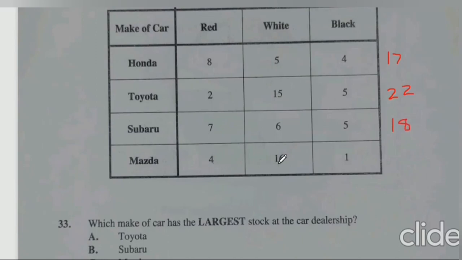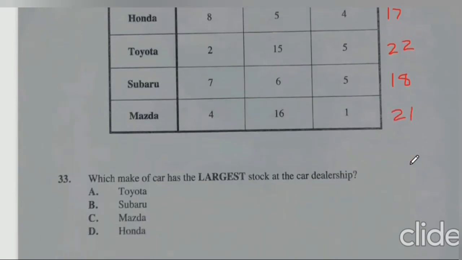For the Mazda, we have 4 plus 16, 20, plus 1, 21. All right, let's see the questions. I like to think about these things even before I look at the questions, but you can use your own strategy, anything that works for you.